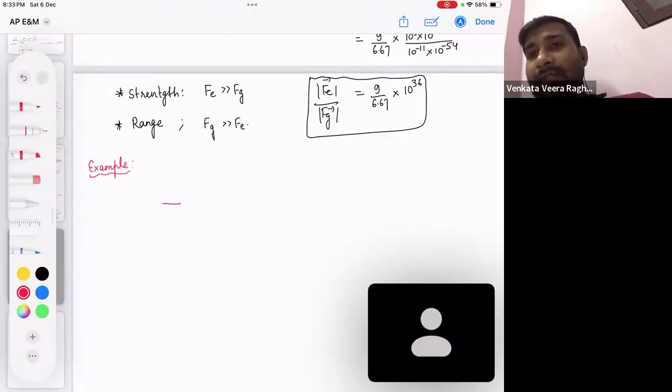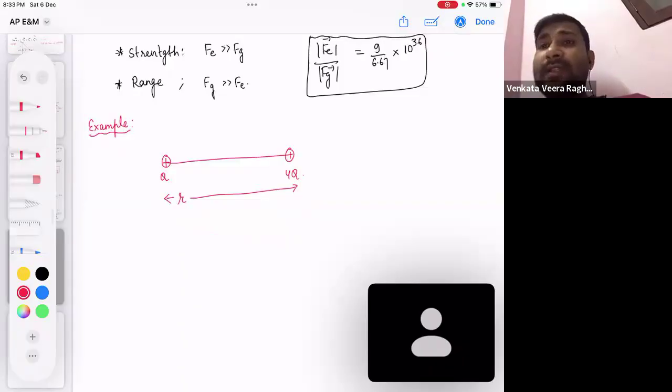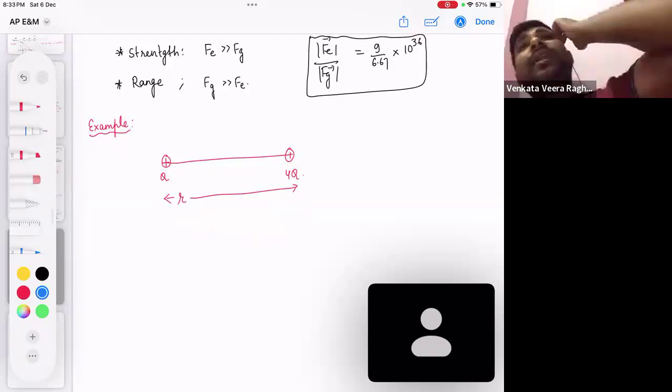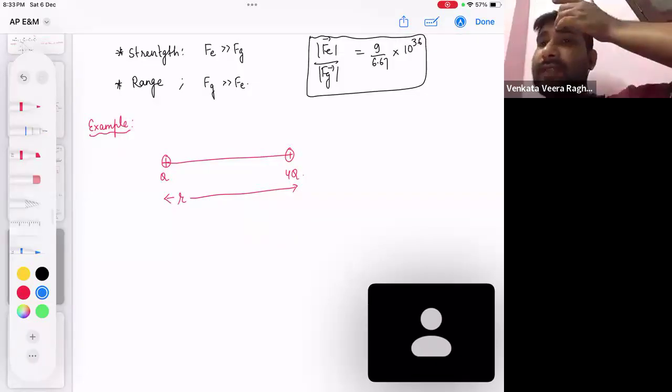In this example, what is given? Two charged particles are given to us. One is given plus Q, the other one is given 4Q, and they are r distance apart from each other. Now they are asking in the question, where should we keep a third charged particle so that it experiences net force as 0, or it should remain in equilibrium? Zero net force is also called the equilibrium condition.